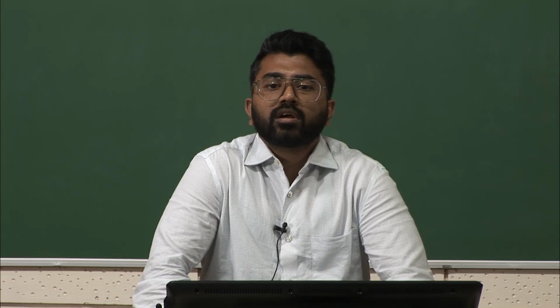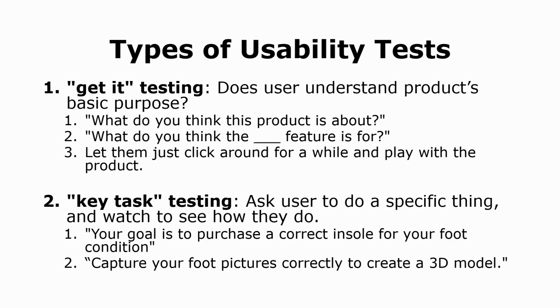A smartwatch may be built for counting your steps, for heart rate monitoring, for sleep monitoring, and so many other things. But what is the exact purpose? What is the smartwatch really good at, right? That is not very clear. So does the user understand the product's basic purpose, and then can we look at the usability? That is very important. So questions like, what do you think this product is all about, are sometimes really helpful, right? What do you think this feature is for?